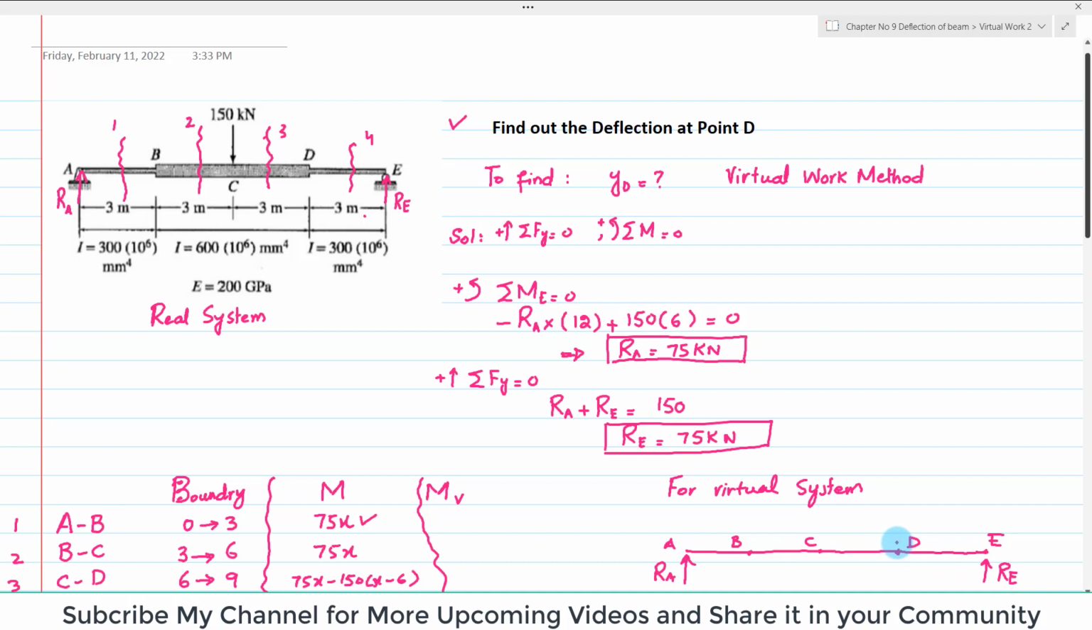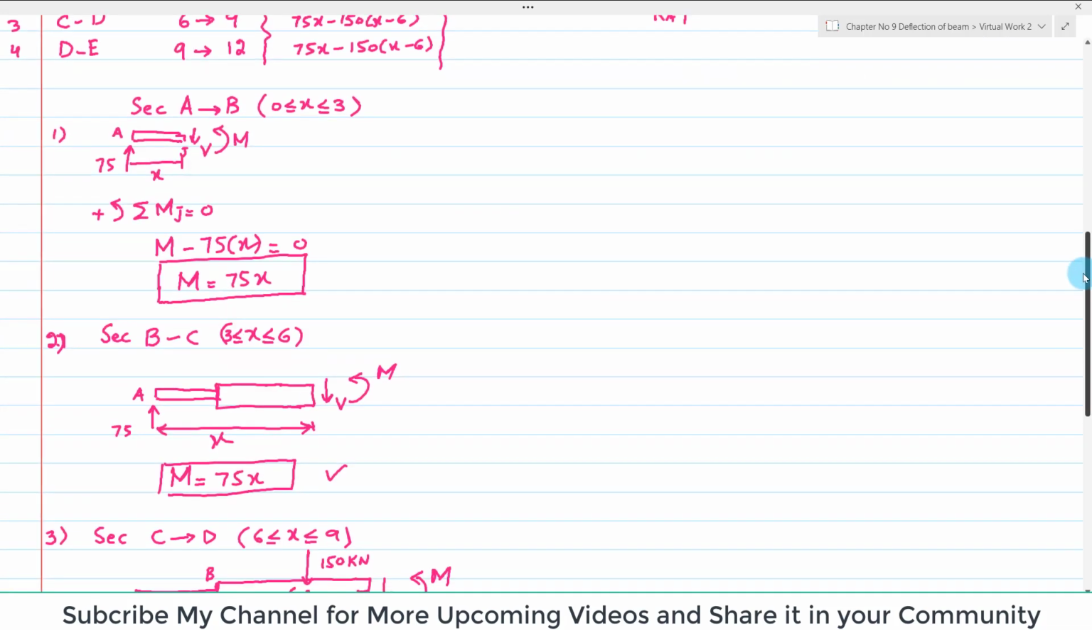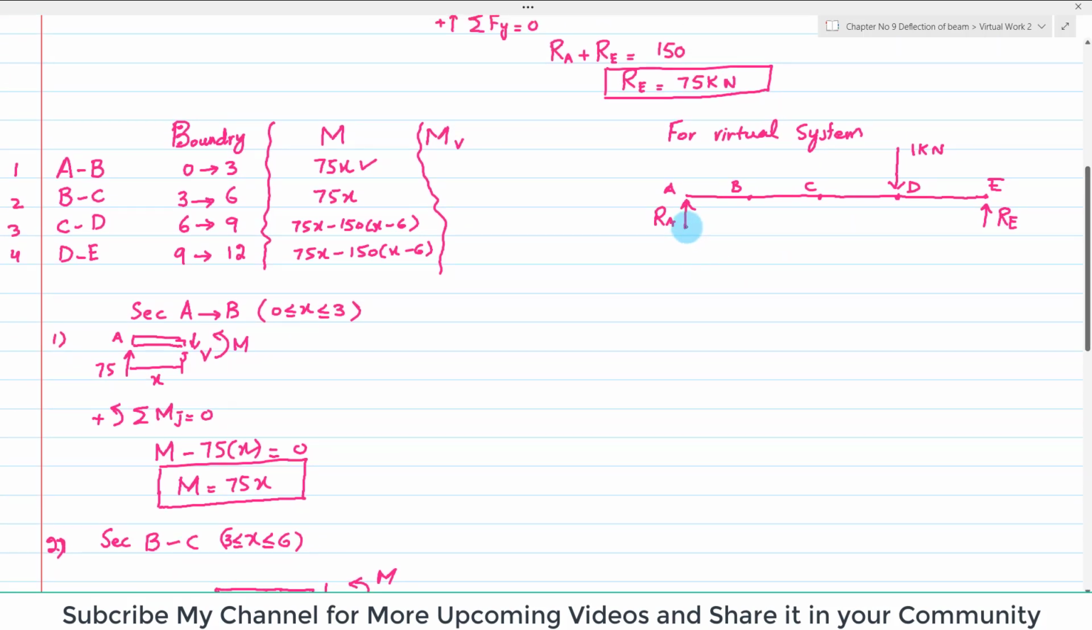For the virtual method, you apply a unit load, because here we have been asked to find the deflection. If we had been asked to find the slope, instead of a load you would apply a unit couple. So let us apply a 1 kilonewton force at point D, and for this virtual load we will calculate the reaction forces as well. The total distance is 12 meters, and A to B is 3 meters, B to C is 3, C to D is 3, and D to E is 3.